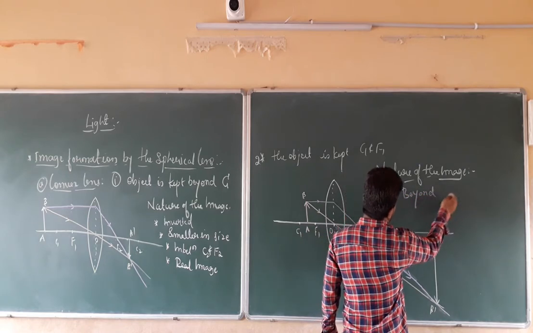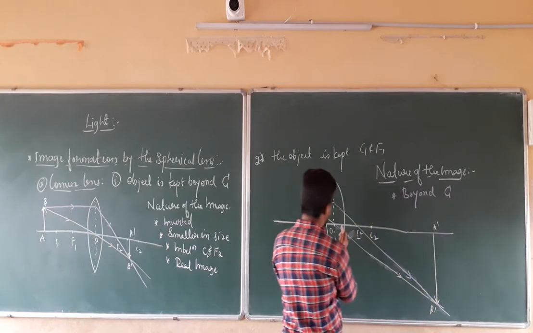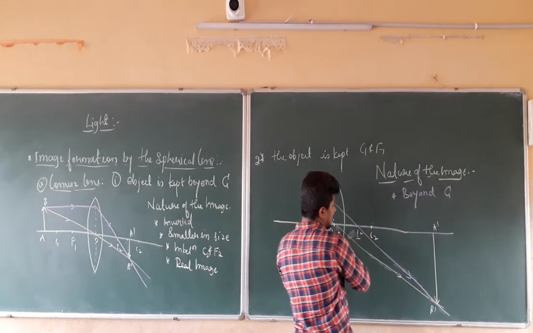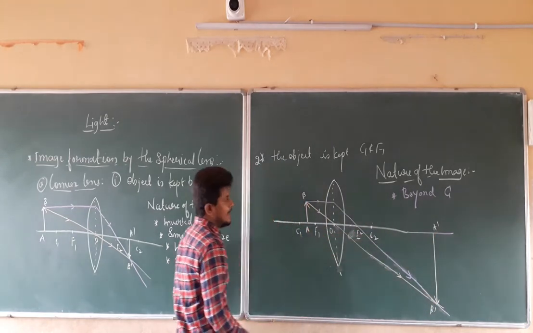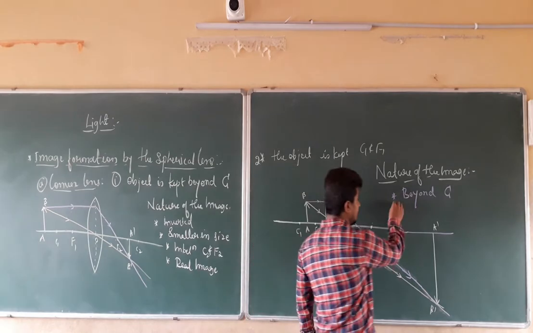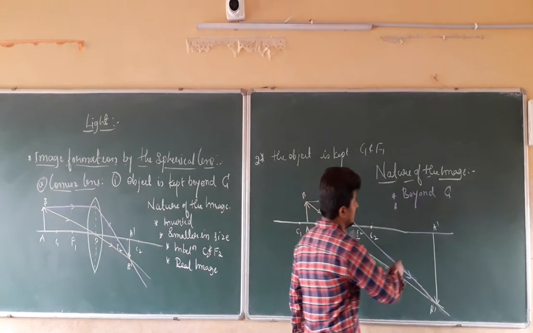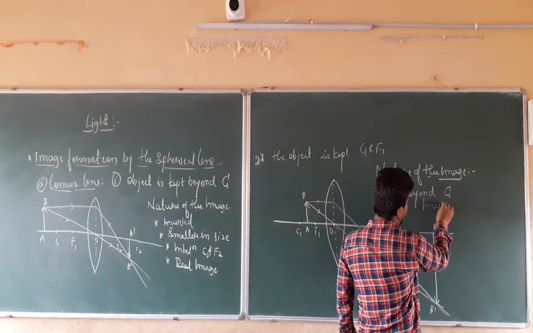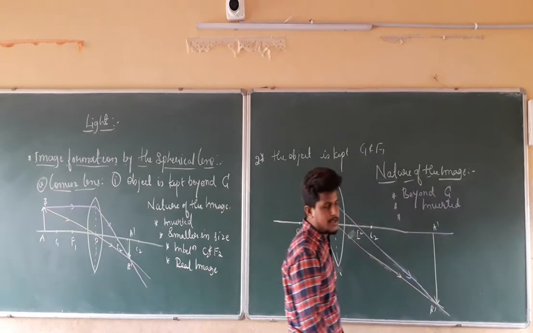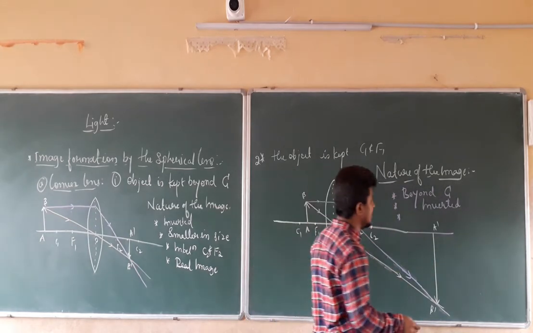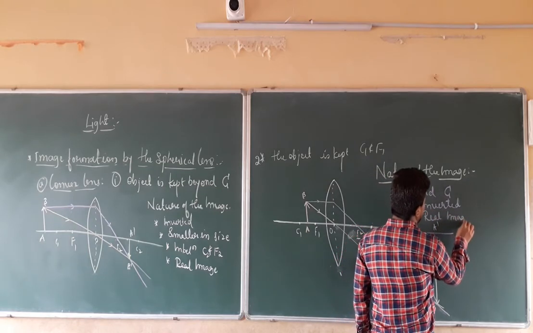When you see that C is here, the image is forming here, so from the lens, the image is forming beyond C. In the same manner, second nature, the image is inverted. Third nature, all the inverted images are what? All the inverted images are real images. So we can say that it is a real image. Inverted image, real image.